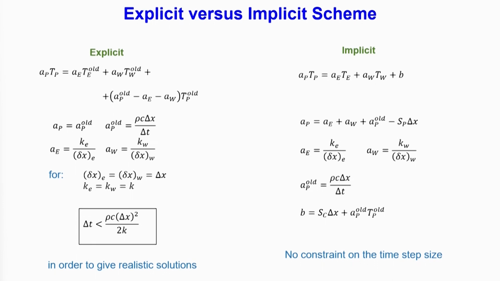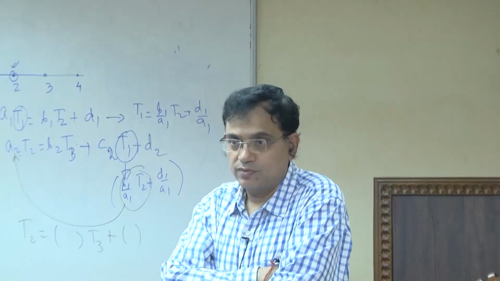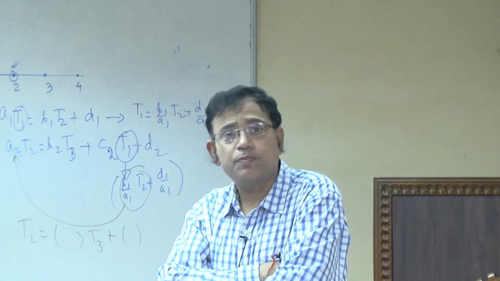So, the explicit method, if you write it, you will get this expression. You have AP TP is equal to AE TE old plus AW TW old plus something into TP old. You have to keep in mind that now not just is there a physical neighbor, there is also a time neighbor. The physical neighbors for P are E and W, and for time neighbor, P's time neighbor is P old. So, you have a time neighbor and you have a space neighbor.